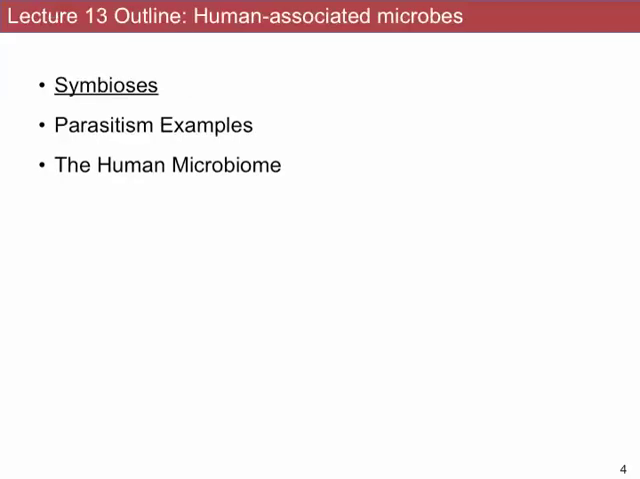So what we're going to do today is talk really about symbioses in more detail. And we're going to go through a couple of different aspects of symbioses, in particular a few examples of parasitism, and then talk in more detail about the microbes that live in and on people, which is also known as the human microbiome.